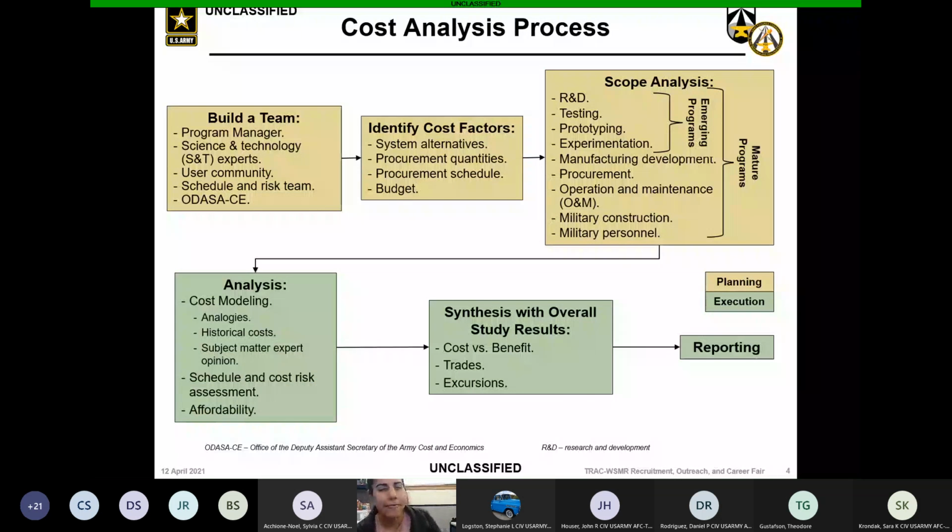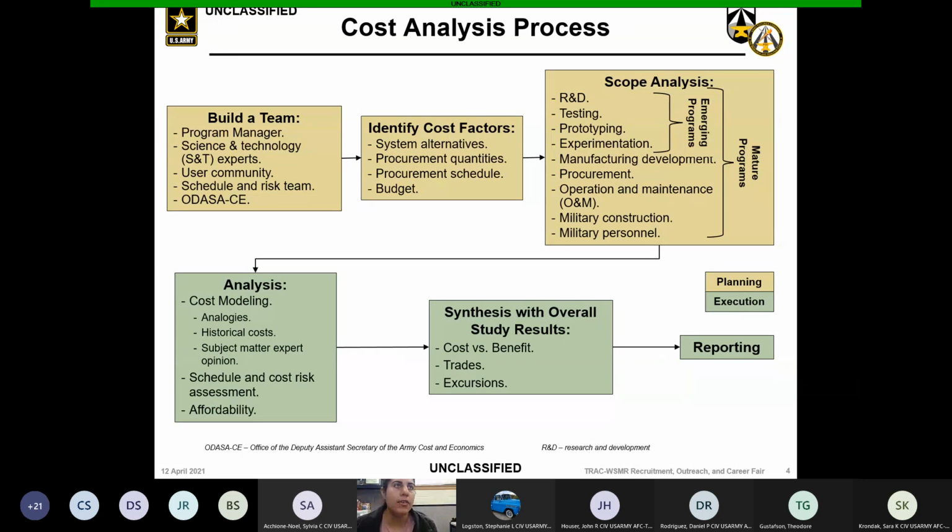Okay, thank you. So for this is our cost analysis process. First, I'm going to go over the planning box, which is the tan, and then after that, I'll go over the green, which is how we execute our cost studies. So we don't work in a vacuum in cost by any means. We rely on a lot of different agencies and different people to be able to get the data we need.